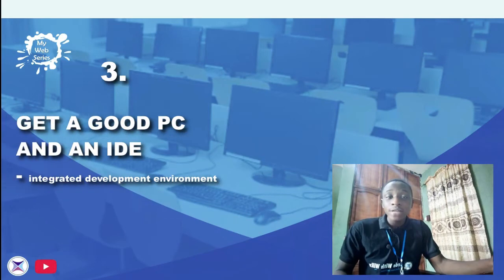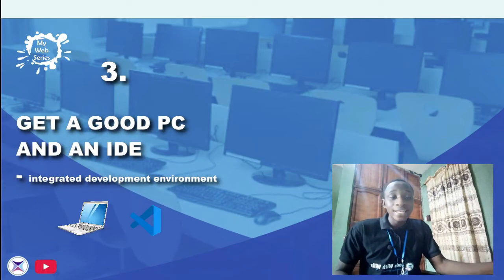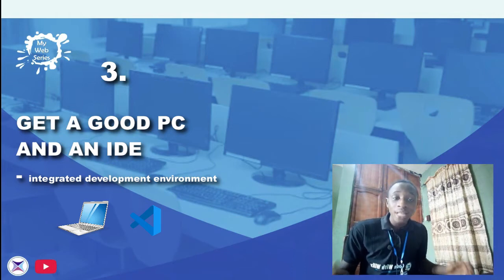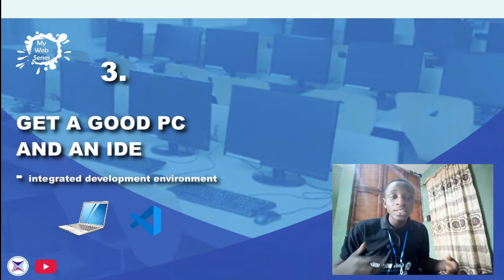So guys, thirdly, you need to get a good PC and a good IDE. That is a good code editor. Now for the IDE, I would suggest you use Sublime Text for a start because it has good functionality and a very easy to use user interface. So with Sublime Text, you can get used to the environment of coding. When you want to go advanced, you can use Visual Studio Code. Visual Studio Code really is advanced, and for advanced developers, you can use it. But for beginners, I would advise you use Sublime Text 3 or you just stick with your Notepad.